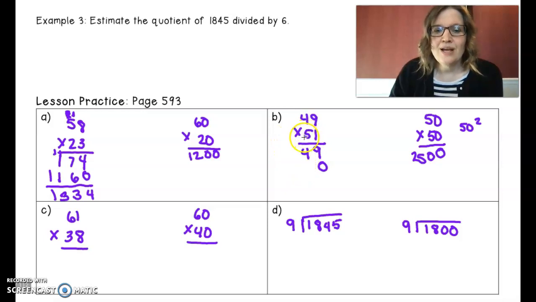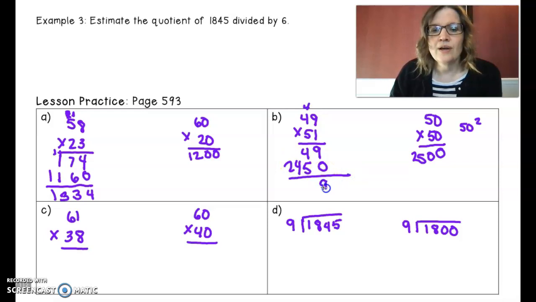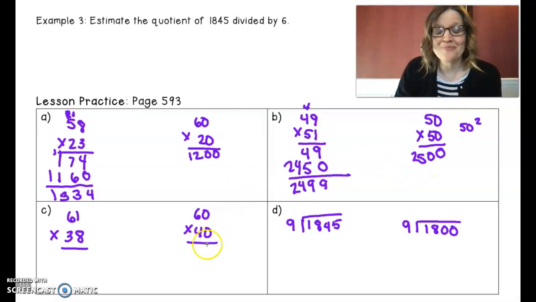Now we go to our tens. 5 times 9 is 45. Carry our 4. 5 times 4 is 20, plus 4 is 24. So I say 9. 4 plus 5 is 9, 4, and 2. So 2,499. Pretty close to 2,500. Not bad, I should say.